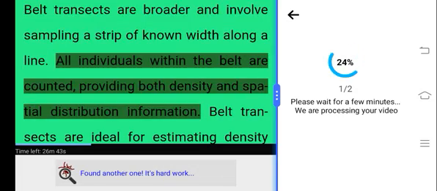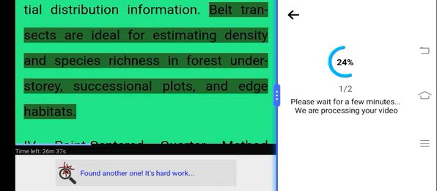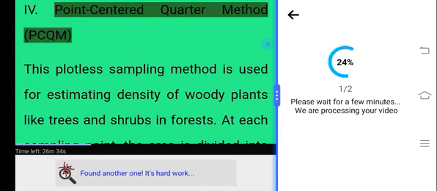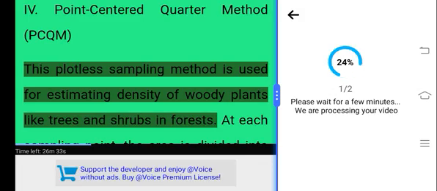All individuals within the belt are counted, providing both density and spatial distribution information. Belt transects are ideal for estimating density and species richness in forest understory, successional plots, and edge habitats. 4. Point-centered quarter method (PCQM). This plotless sampling method is used for estimating density of woody plants like trees and shrubs in forests.